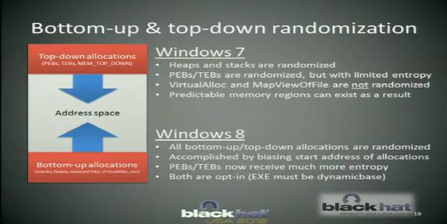So in Windows 8, we've taken steps to make sure that all bottom-up and top-down allocations are randomized. And the way that we've done this efficiently is we essentially bias where bottom-up and top-down allocations will start from. So rather than just throwing allocations in random places in the address space, we'll actually shift where the kernel will start searching for memory from for both bottom-up and top-down allocations.